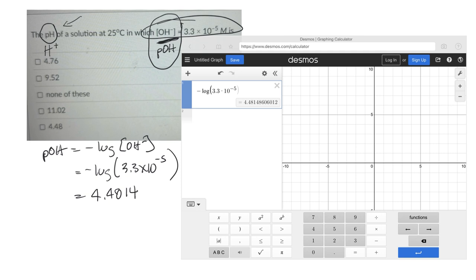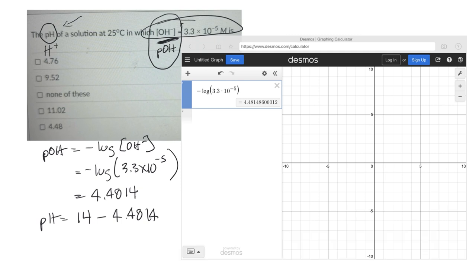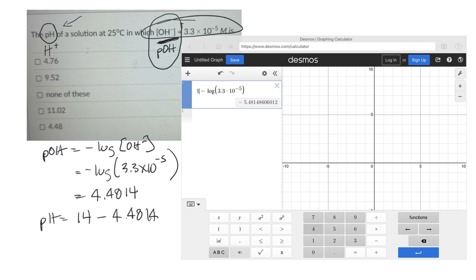So if they want to know what your pH is, then I've got to subtract it from 14, right? So 14, take away that. Oh, 9.5185. So sig figs, there's two sig figs, so 9.52 I'd say.